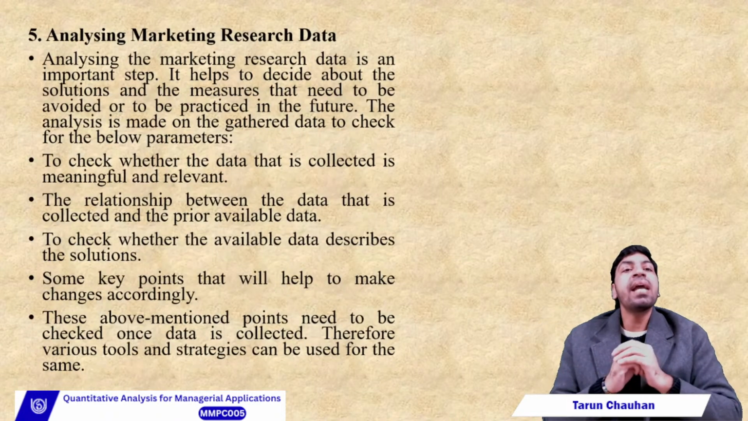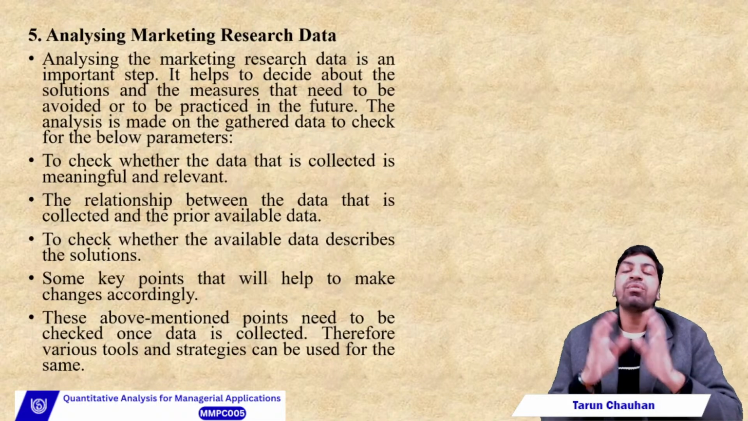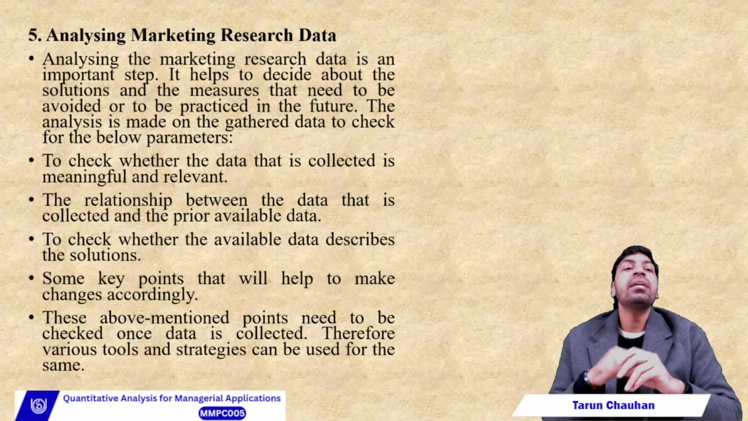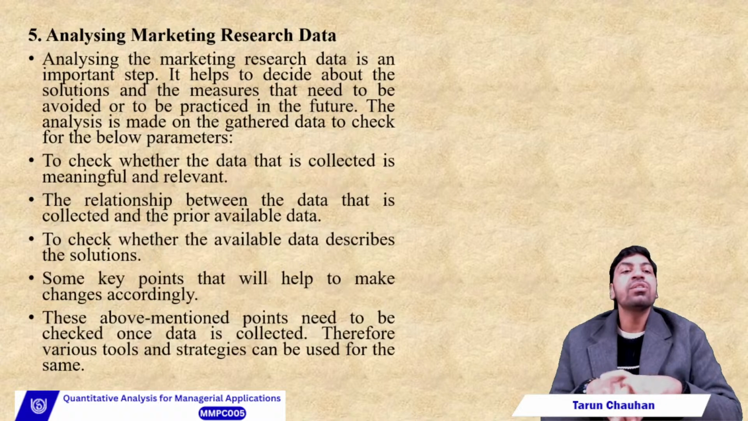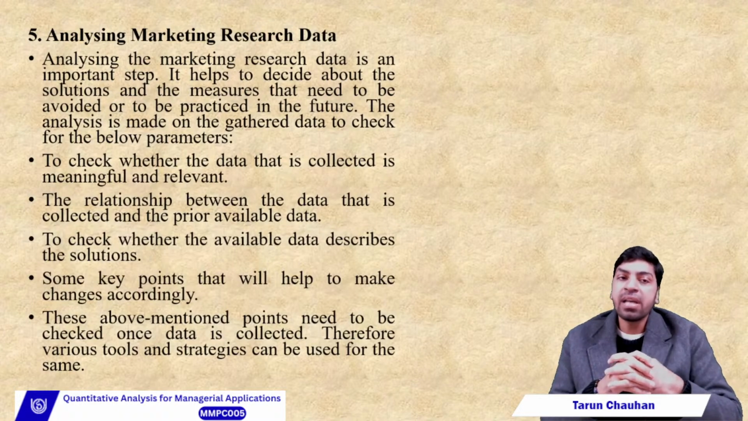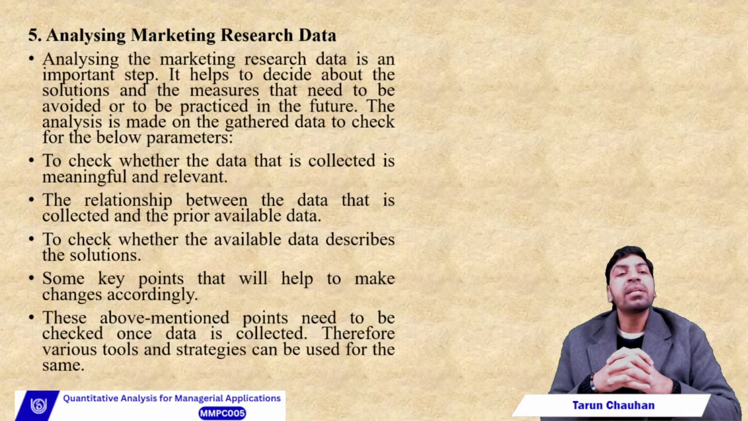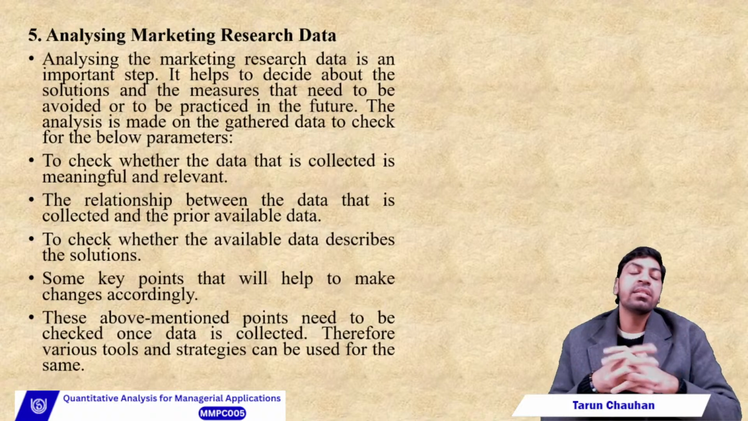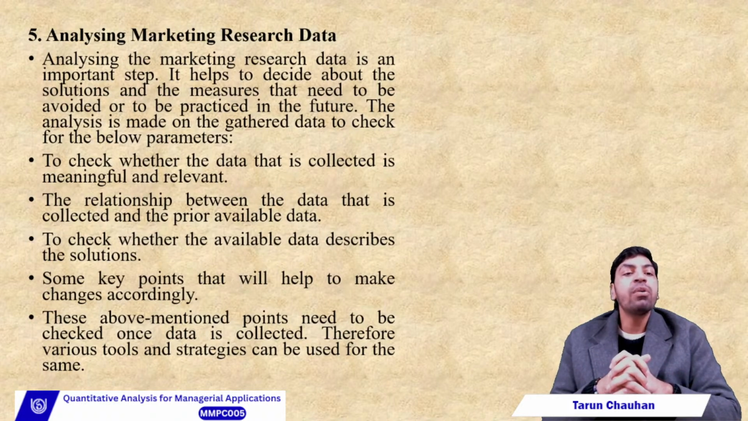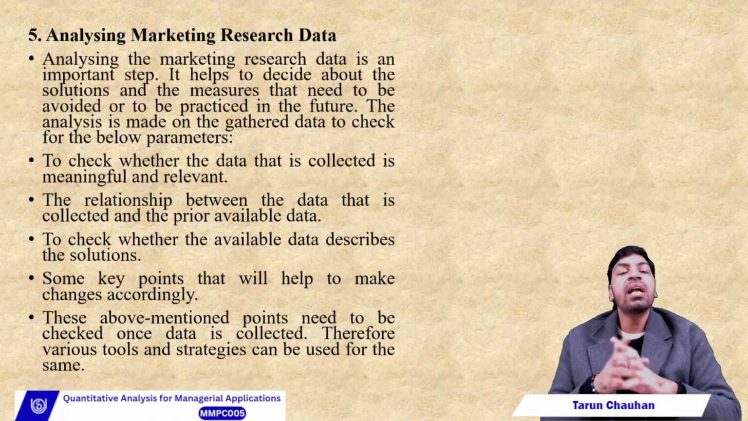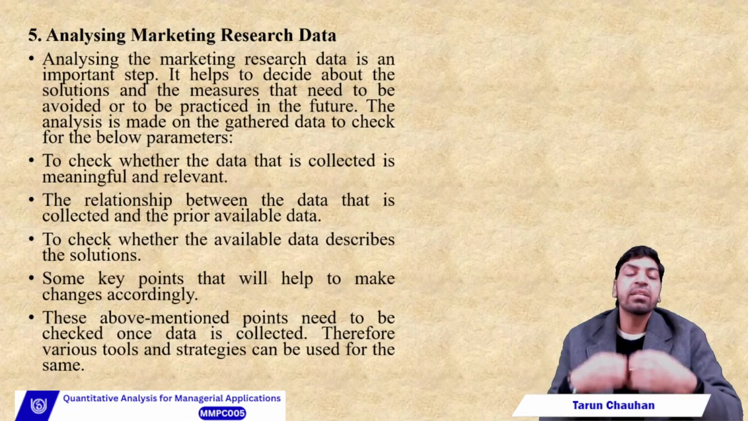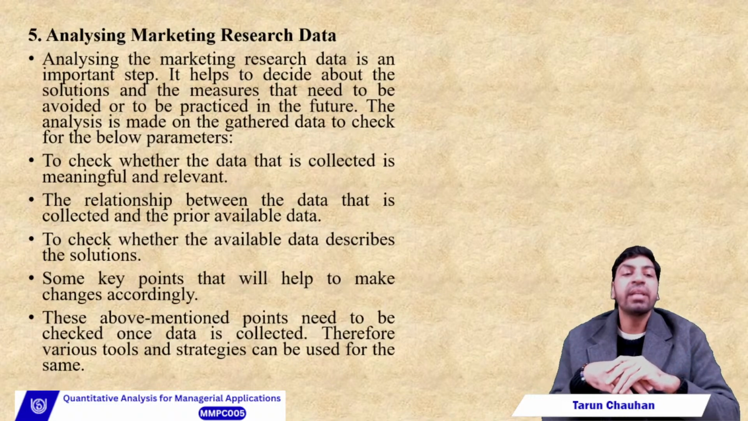The next step is analyzing the marketing research data. So once the data has been collected, the next stage is how to analyze the marketing research data. So automatically the analysis could be made on the data which has been gathered by the researcher. Then these are the following parameters to check to analyze the data. So the first one is to check whether the data collected is meaningful and relevant. So just go through the raw data first, whether it is meaningful or relevant.